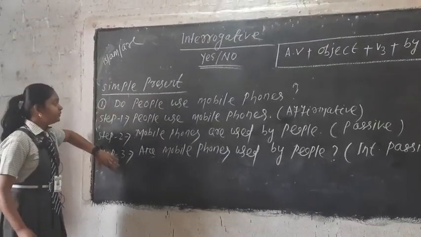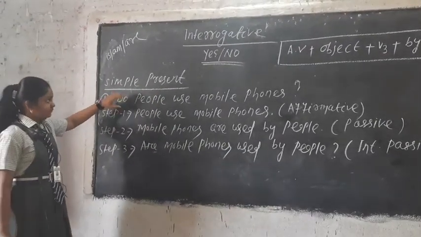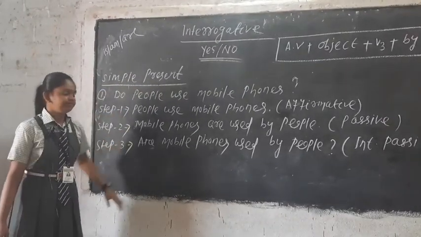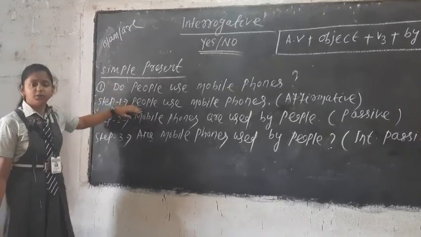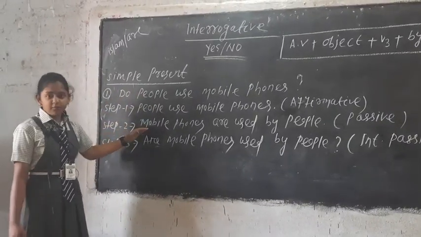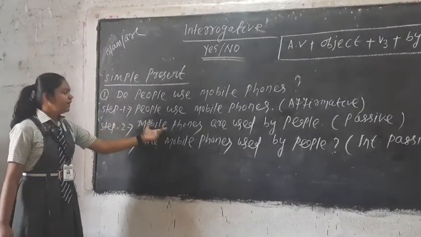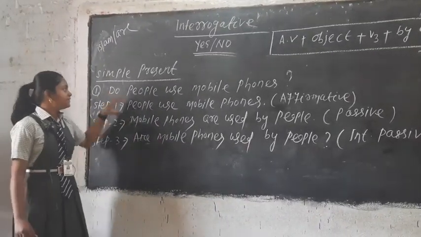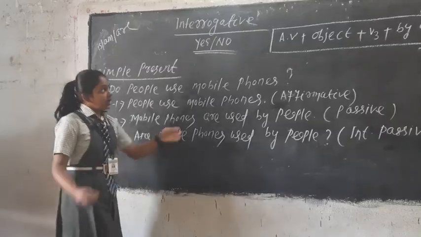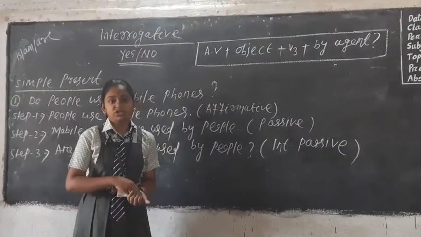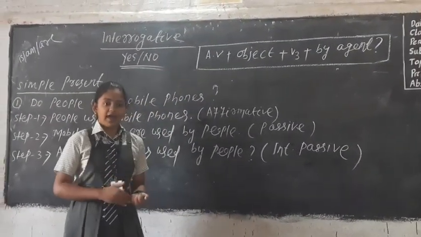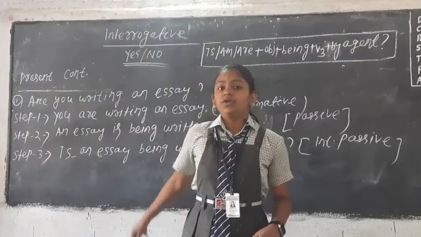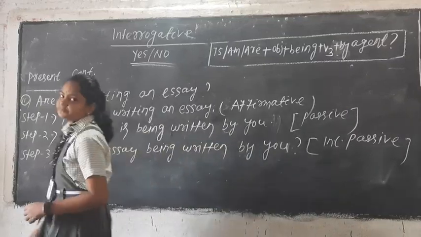So this is the simplest way to convert the interrogative yes-no structure of simple present tense to passive form. First we need to convert into affirmative, then the passive form of the affirmative, and then we can interchange the positions to get the interrogative passive form of this structure. And we can also remember this structure to directly convert it from the active voice into passive voice. So next come to present continuous tense.